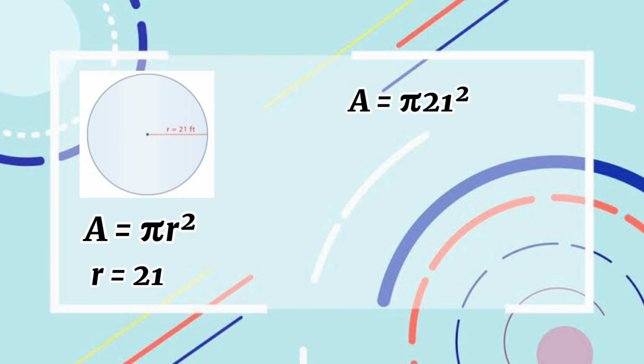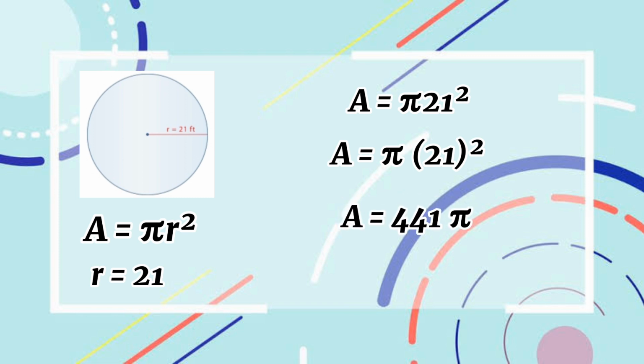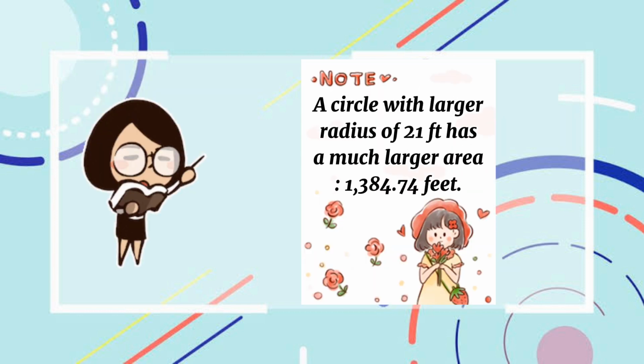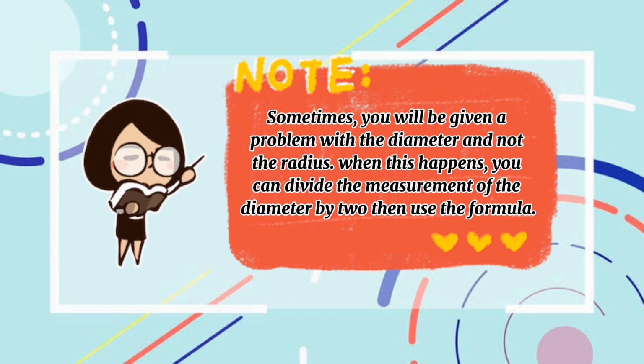First, we need to substitute r with 21. After that, we need to multiply 21 by itself. So the answer is 441. To find the area, we need to multiply 441 by pi. So pi is equal to 3.14. It would be 441 times 3.14. The answer is 1384.74 square feet. Notice that a circle with a larger radius of 21 feet has a much larger area of 1384.74 square feet.